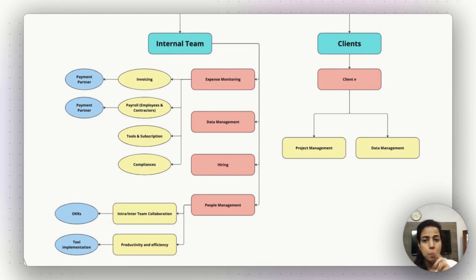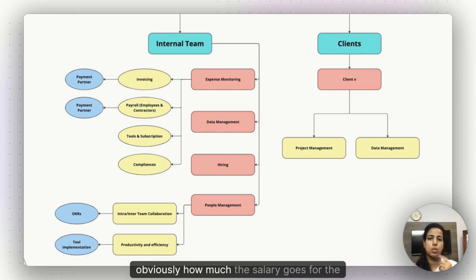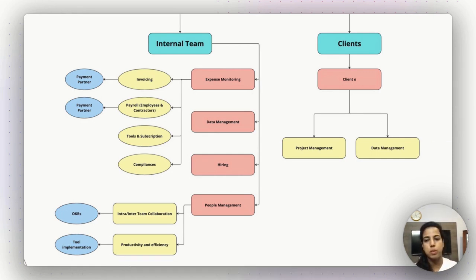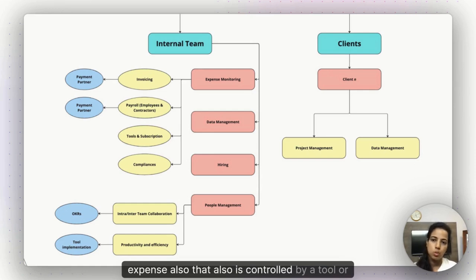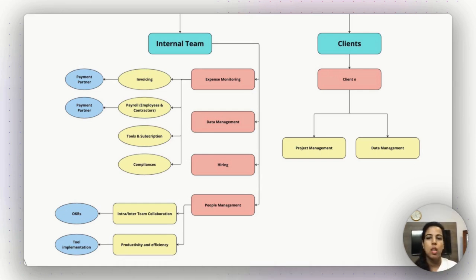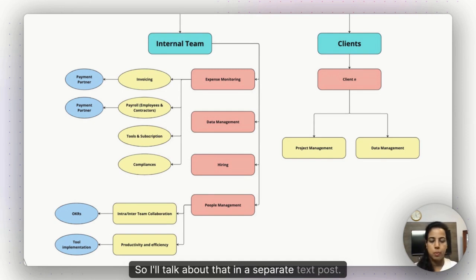Payroll, obviously: how much the salary goes for the employees, how much you're paying to the contractors, freelancers and all of that. That also is another huge expense, obviously, a human expense also. That also is controlled by a tool or payment partner. So I'll talk about that in a separate text post, maybe.